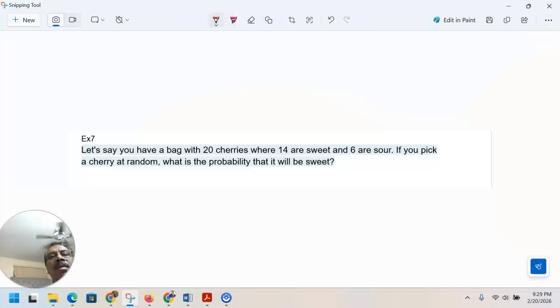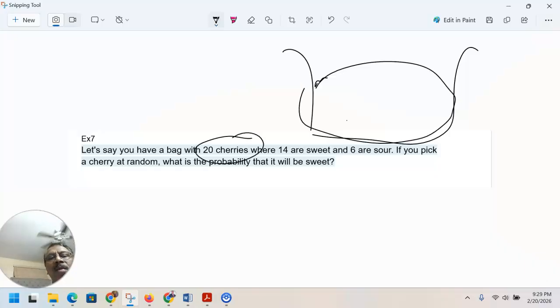So in the bag, if this is the bag, this bag contains 20 total cherries altogether. Any one of them you pull out is one of the 20. And among these there are 14 sweet. So let's put sweet as pink color.